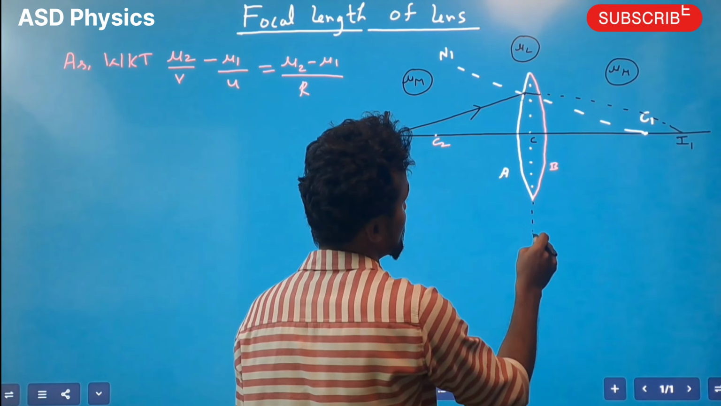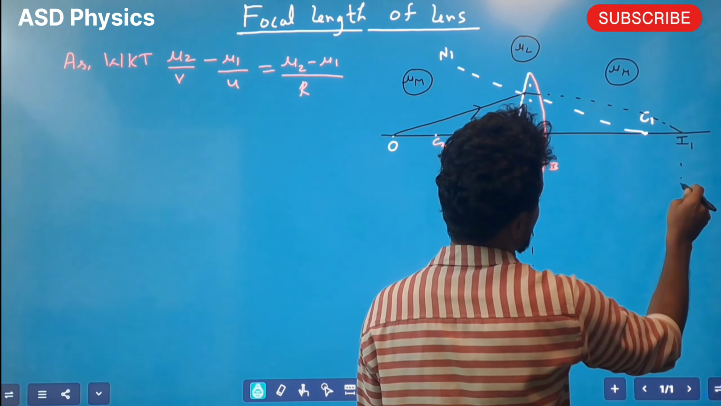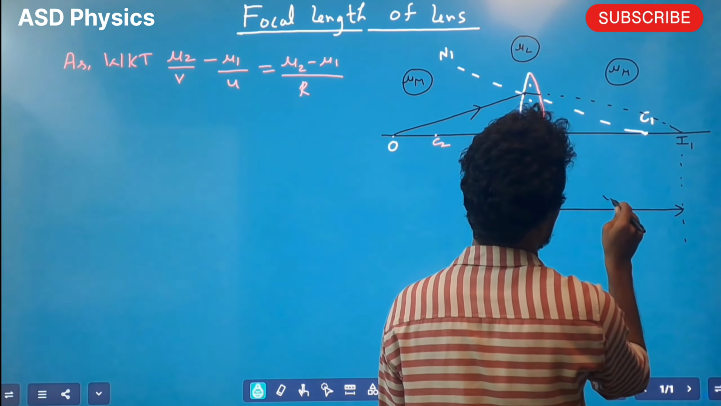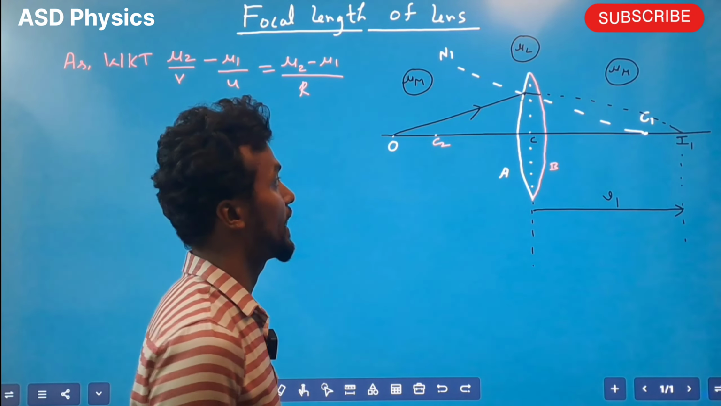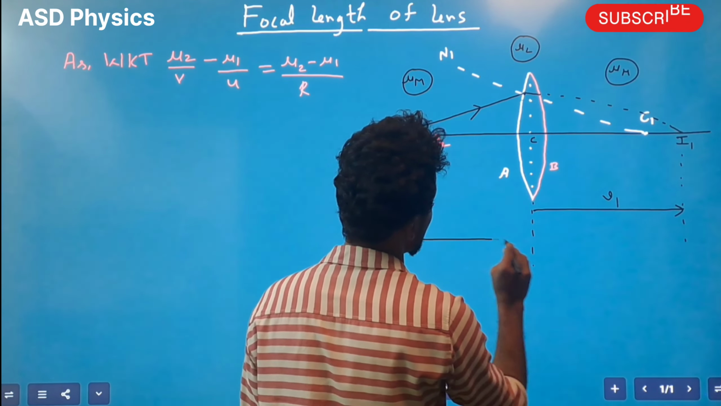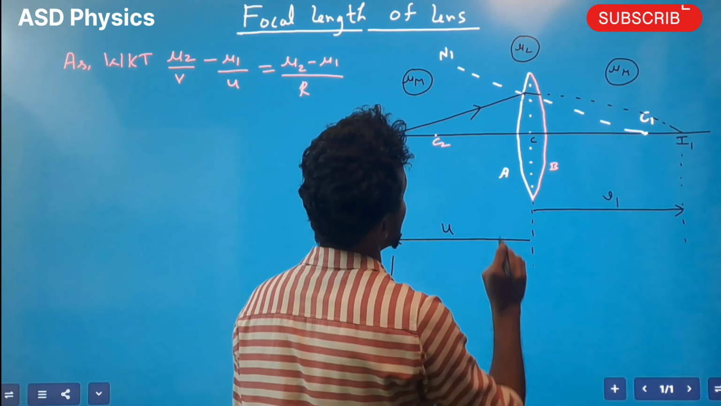And how much distance is here? If we see from here, this distance, how much, students? This distance I have taken as v1. Okay, and at the same time, do the same for the object also. This object, how much distance? The object is at a distance u.